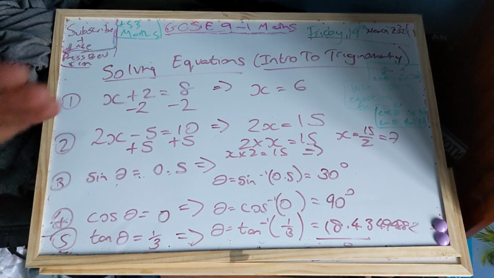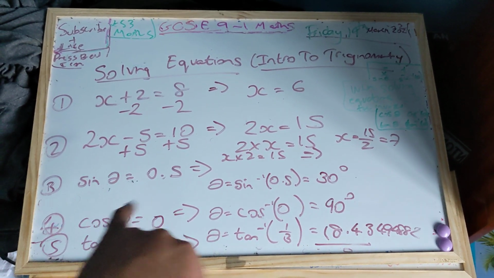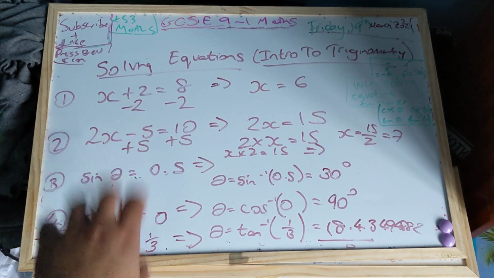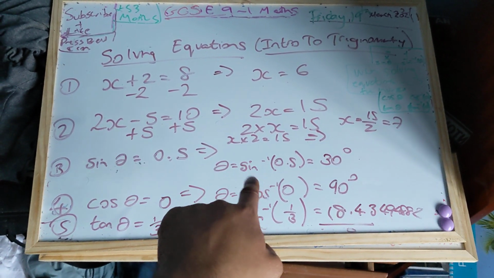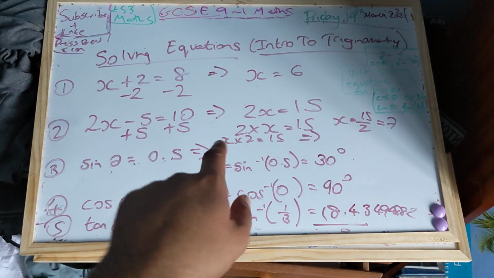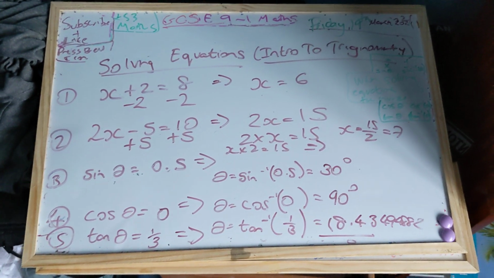Question number 3. Now we're looking at some trig functions. Sine theta equals 0.5. We want to work out what the angle is. The opposite of doing sine of something is inverse sine. So sine to the minus 1 of 0.5. We do that on our calculators and we get 30 degrees.